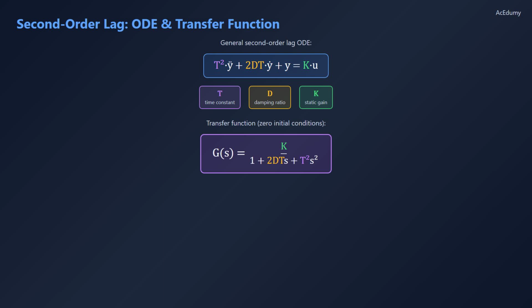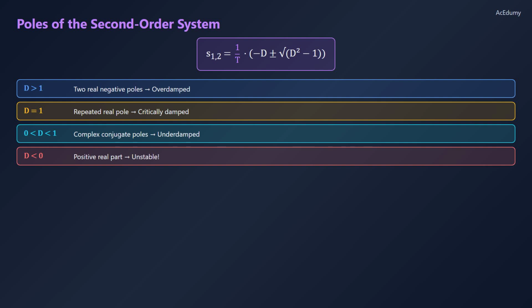Taking the Laplace transform with zero initial conditions gives the transfer function G of s equals k, divided by 1 plus 2DTs plus T squared s squared. The denominator zeros, which are the poles, are s1,2 equals 1 over T times negative D plus or minus the square root of D squared minus 1.